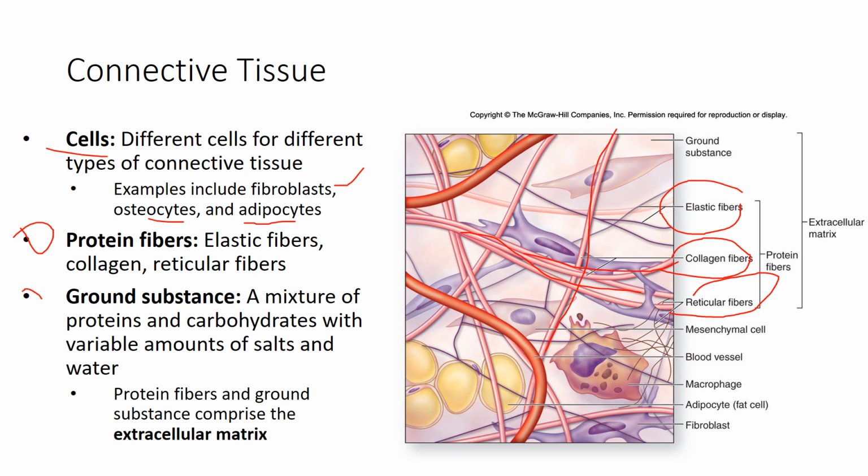All right, and then lastly, what we have is ground substance. And so ground substance, like what I'm circling here, this is going to be non-cellular material. So mostly it's going to be made up of proteins and carbohydrates with different salts and minerals and water. And the protein fibers and the ground substance here are going to make the extracellular matrix. Extracellular means outside of the cell.